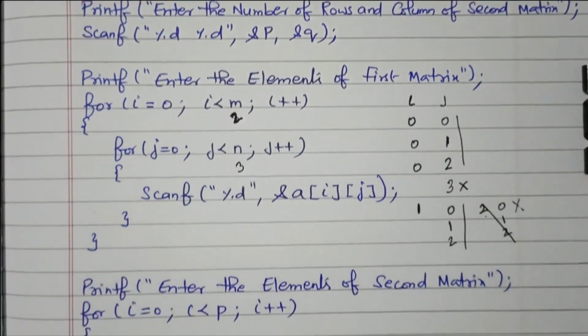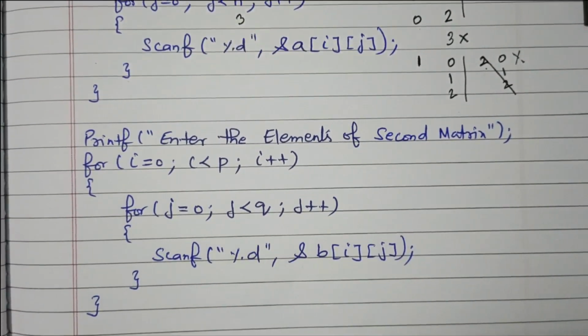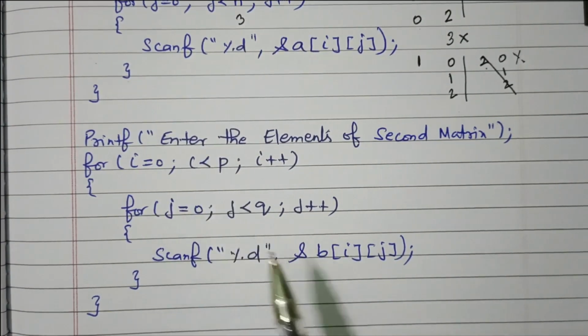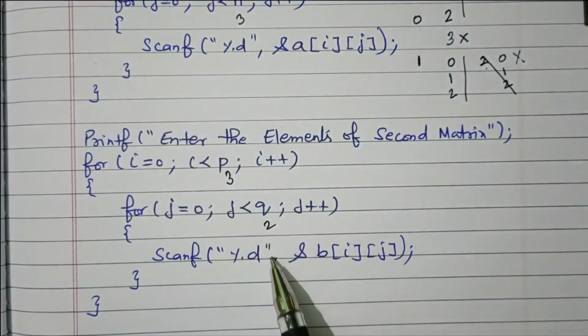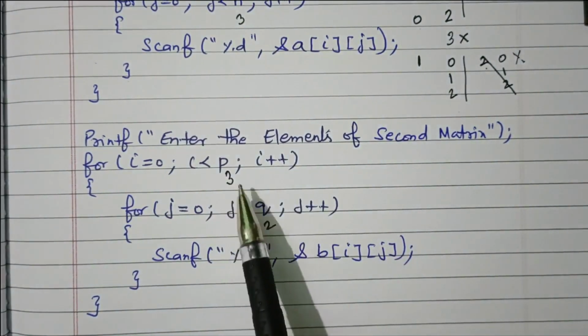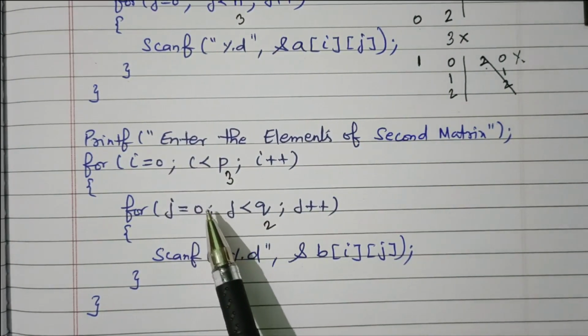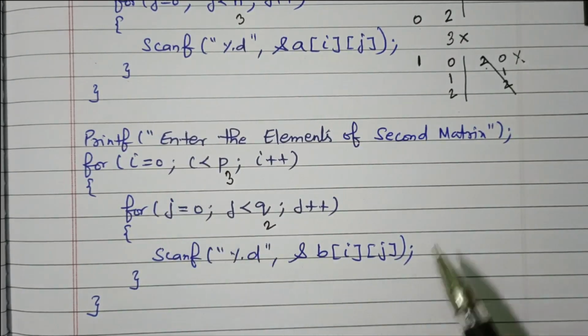Right. Now we'll go to the second matrix. The second matrix is the 3 cross 2 matrix, 3 rows and 2 columns. So we are using p and q, right? This will be 3, this will be 2. So the inner loop will be executed 2 times, the outer loop executed 3 times, right? 0 0, 0 1. Then it will go to 1 0, 1 1. Then 2 0, 2 1. Like that it will be executed, right?